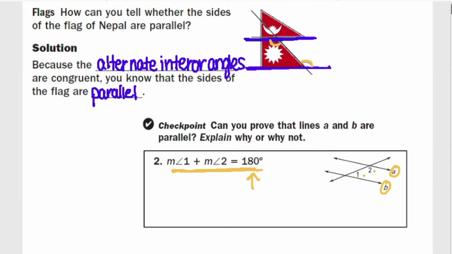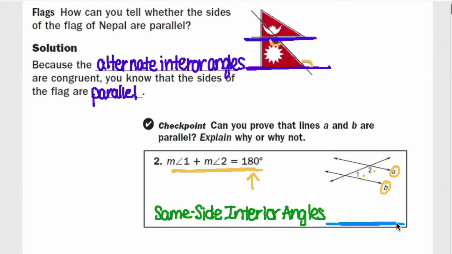What theorem or what postulate did we just use? We were talking about same side interior, so it's the same side interior angles. But is it the theorem or is it the converse? The way you can tell is what you're given versus what you're trying to conclude, or what you're trying to prove. And we are trying to prove that these are parallel. So if we are given something about the angles and we're trying to show that the lines are parallel, that's the key that we are using a converse.